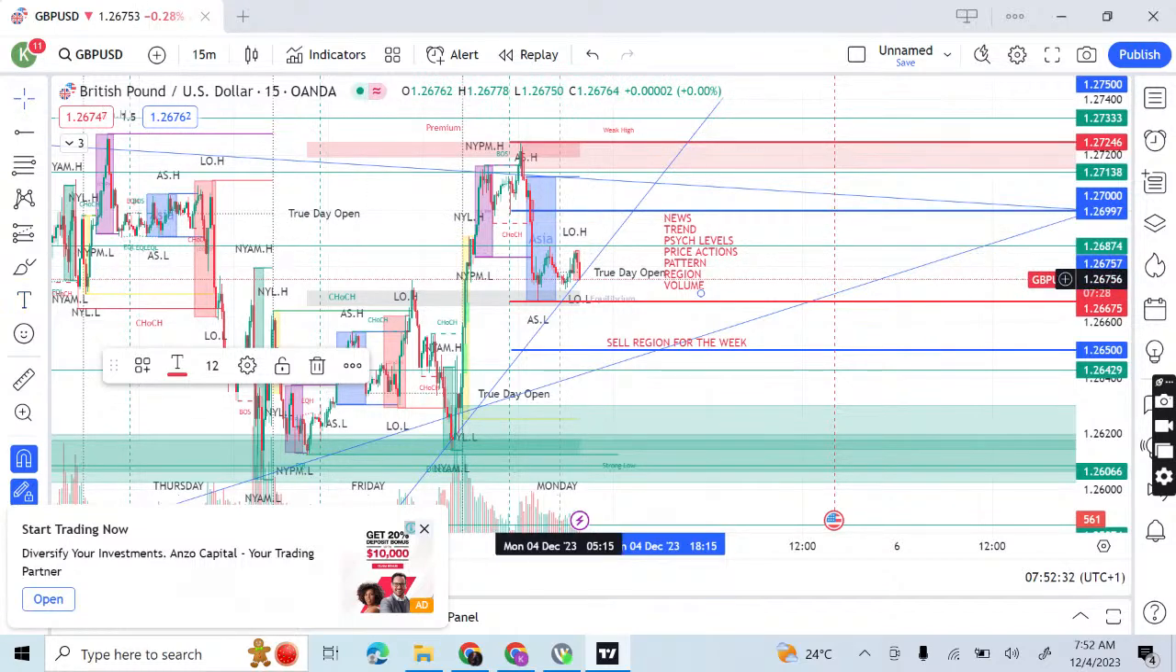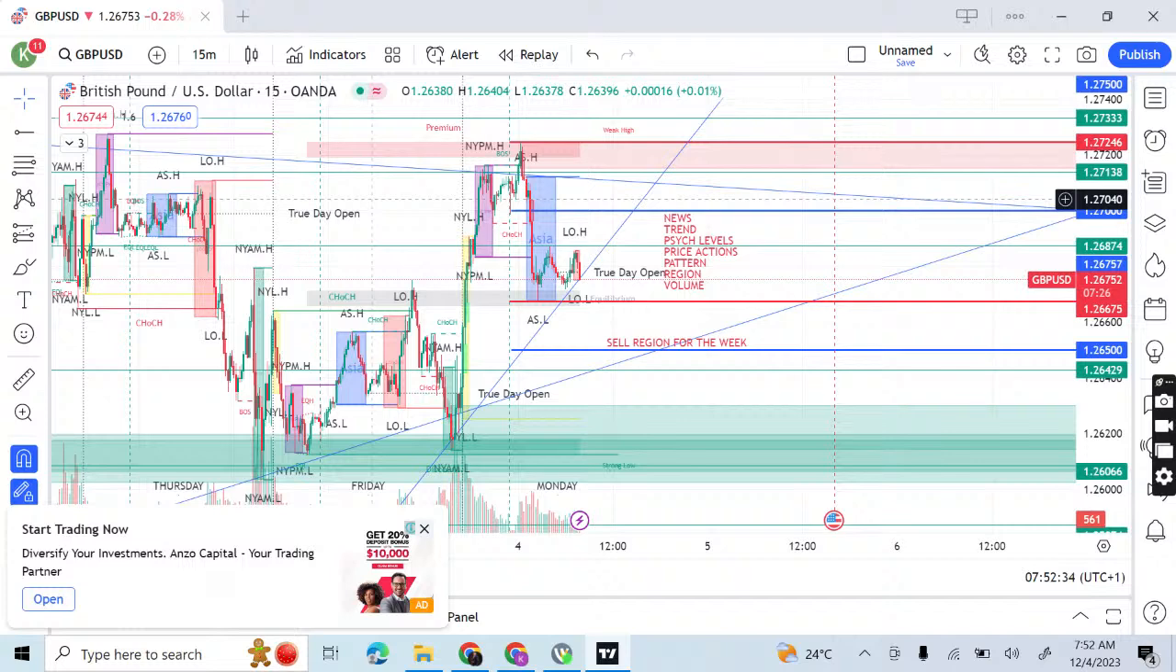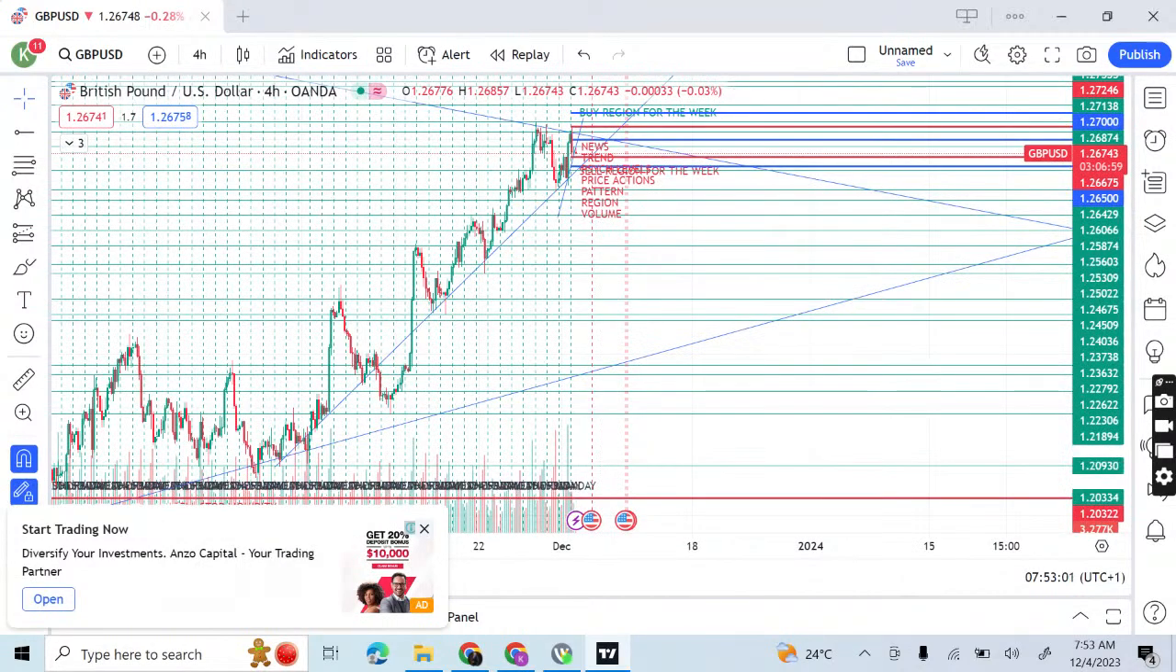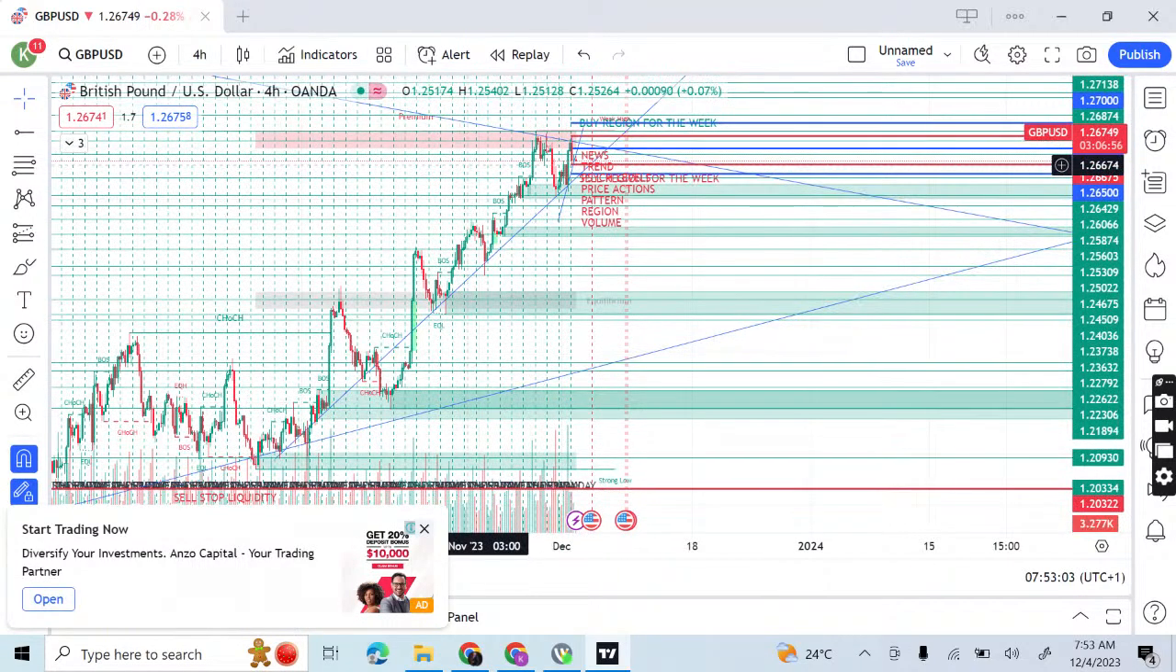Okay, so how do we make our first entry? If you look, you will see that it's Monday and the bias has not yet been clearly seen, though there's this imbalance here and there's this imbalance here. So the algorithm will have to balance this imbalance. You can see that there's a change of character already. So for us to spot the trend, we have to go on a higher time frame. I like to do from 4 hour.